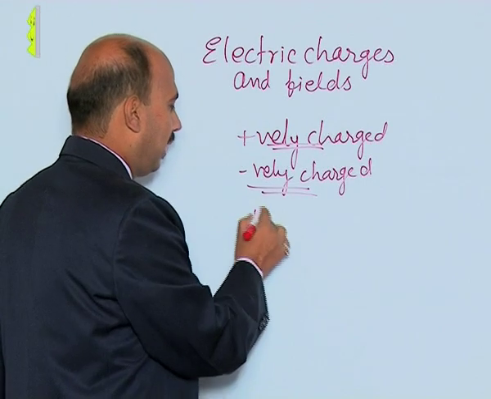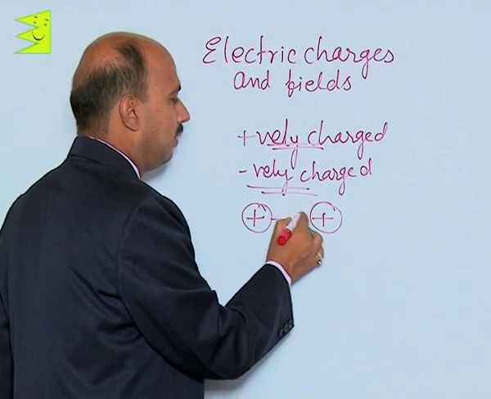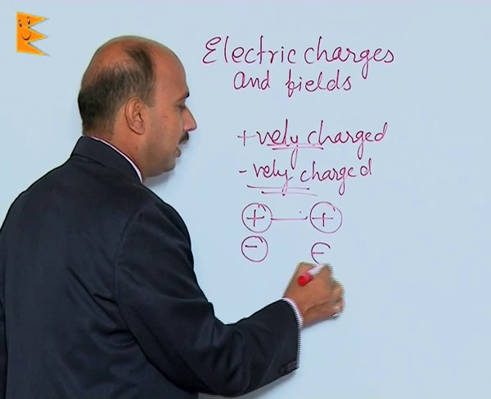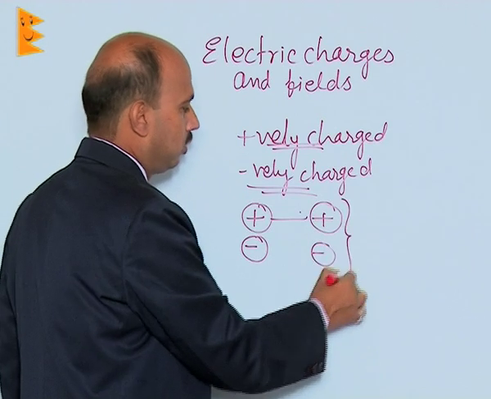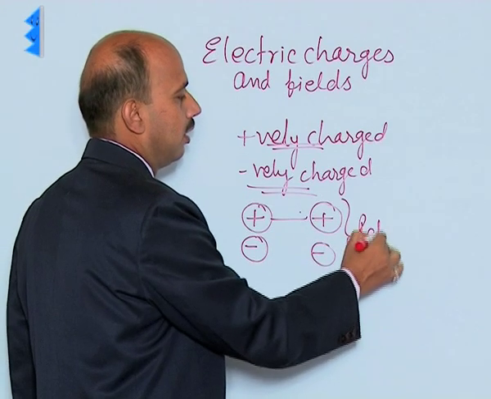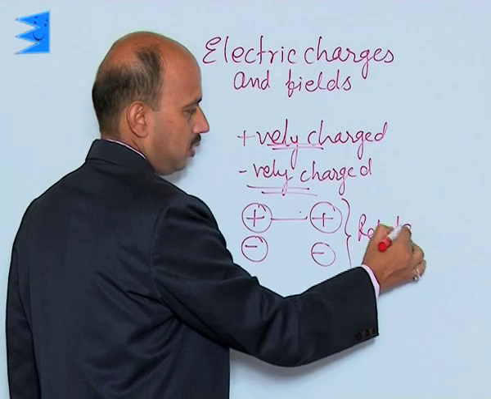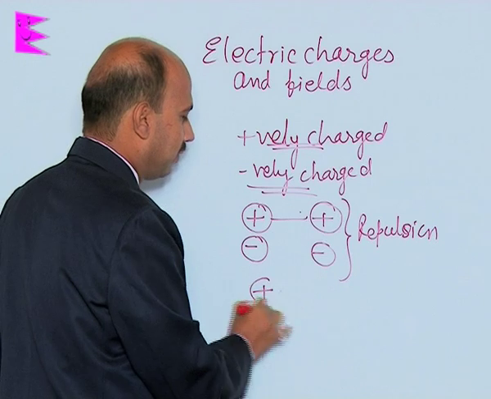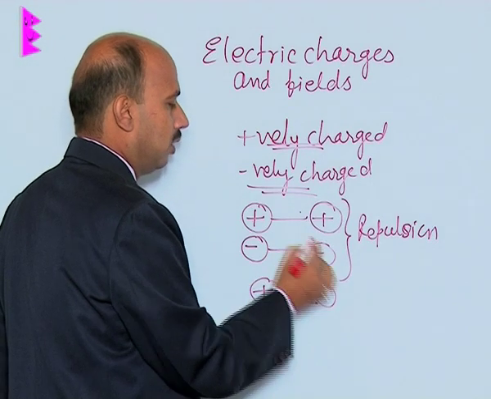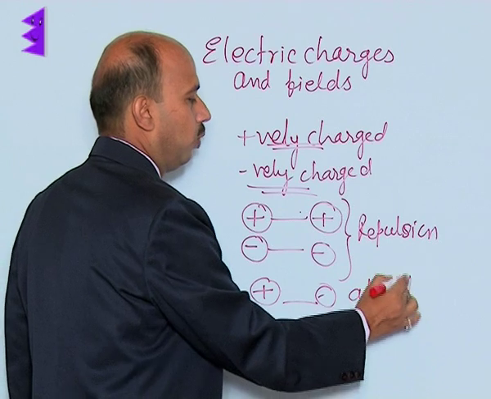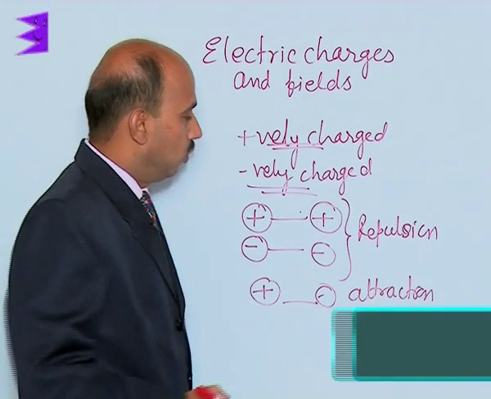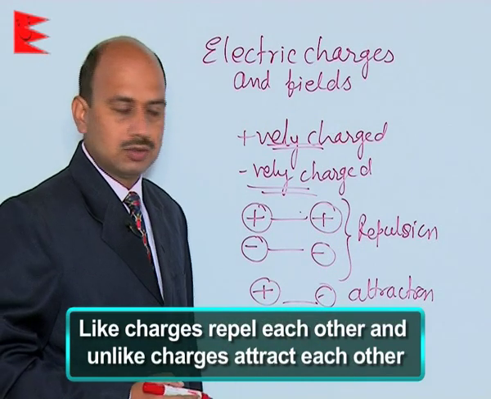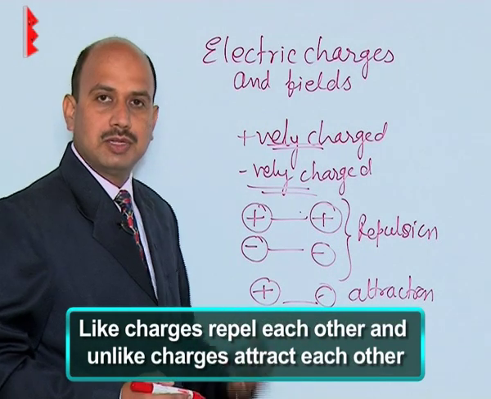When two positively charged bodies are brought together, there will be repulsion between them. If you take two negatively charged bodies, there is also repulsion. But if you take one positive and one negative, then there will be attraction. So, here we can conclude that like charges repel each other and unlike charges attract each other. This is about attraction and repulsion.